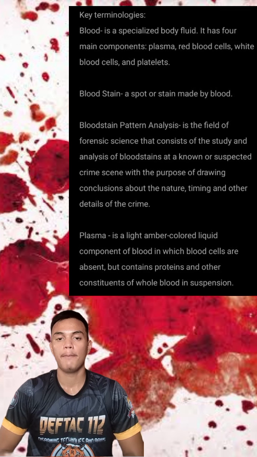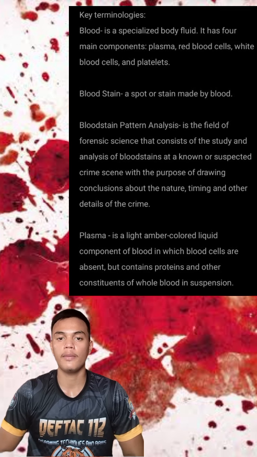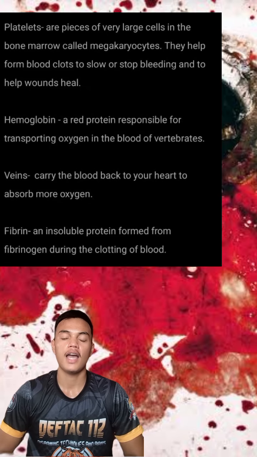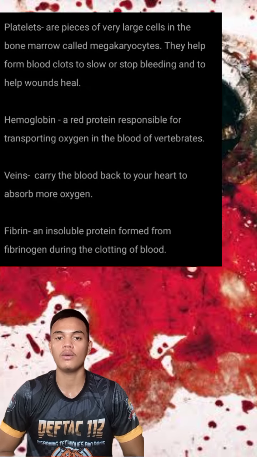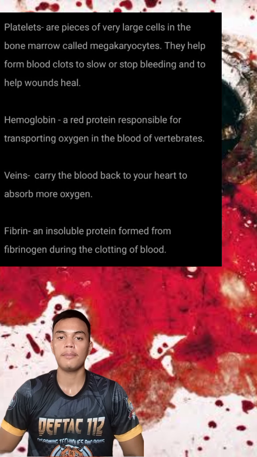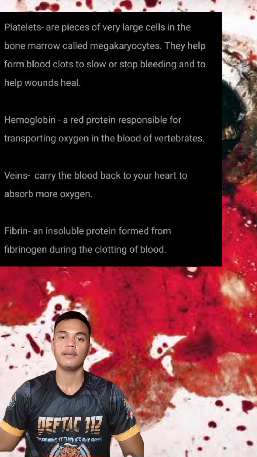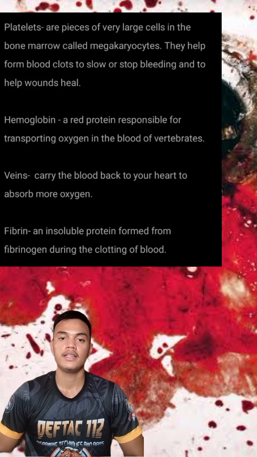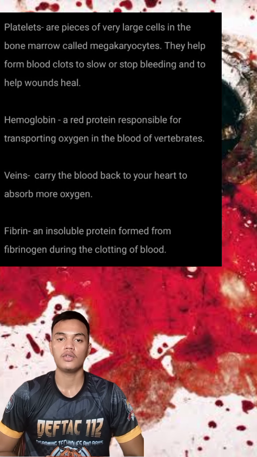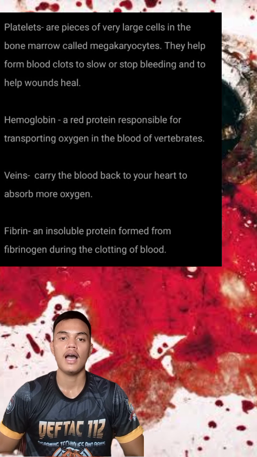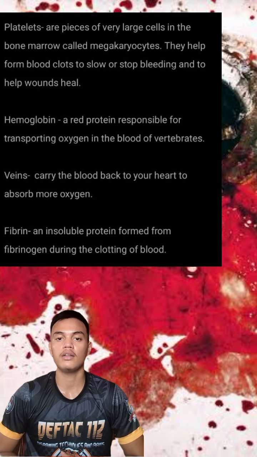of the crime. Plasma is a light amber-colored liquid component of blood in which blood cells are absent but which contains proteins and other constituents of whole blood in suspension. Platelets are pieces of very large cells in the bone marrow called megakaryocytes. They help form blood clots to slow or stop bleeding and to help wounds heal. Hemoglobin: a red protein responsible for transporting oxygen in the blood of vertebrates. Veins carry the blood back to your heart to absorb more oxygen. Fibrin: an insoluble protein formed from fibrinogen during the clotting of blood.